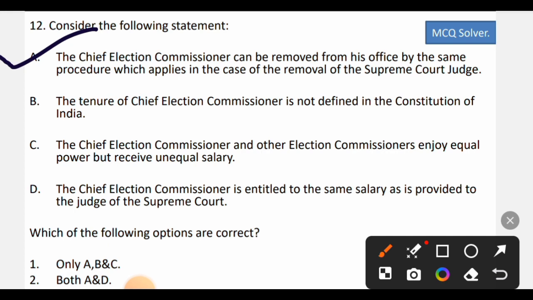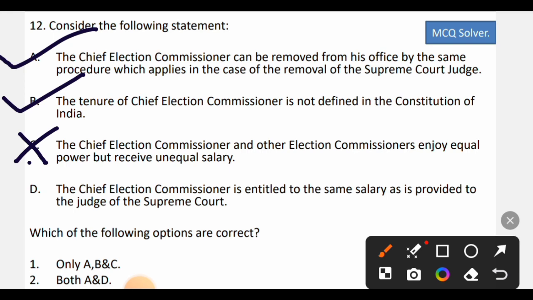The tenure of Chief Election Commissioner is not defined in the Constitution of India. This is also correct because nowhere is it mentioned what will be the tenure of the Chief Election Commissioner, at what age they will retire from the office. Now when it comes to statement C, the Chief Election Commissioner and other election commissioners enjoy equal power but receive unequal salary. This statement is incorrect because all the three enjoy the same power and have the same salary. So C is an incorrect statement.